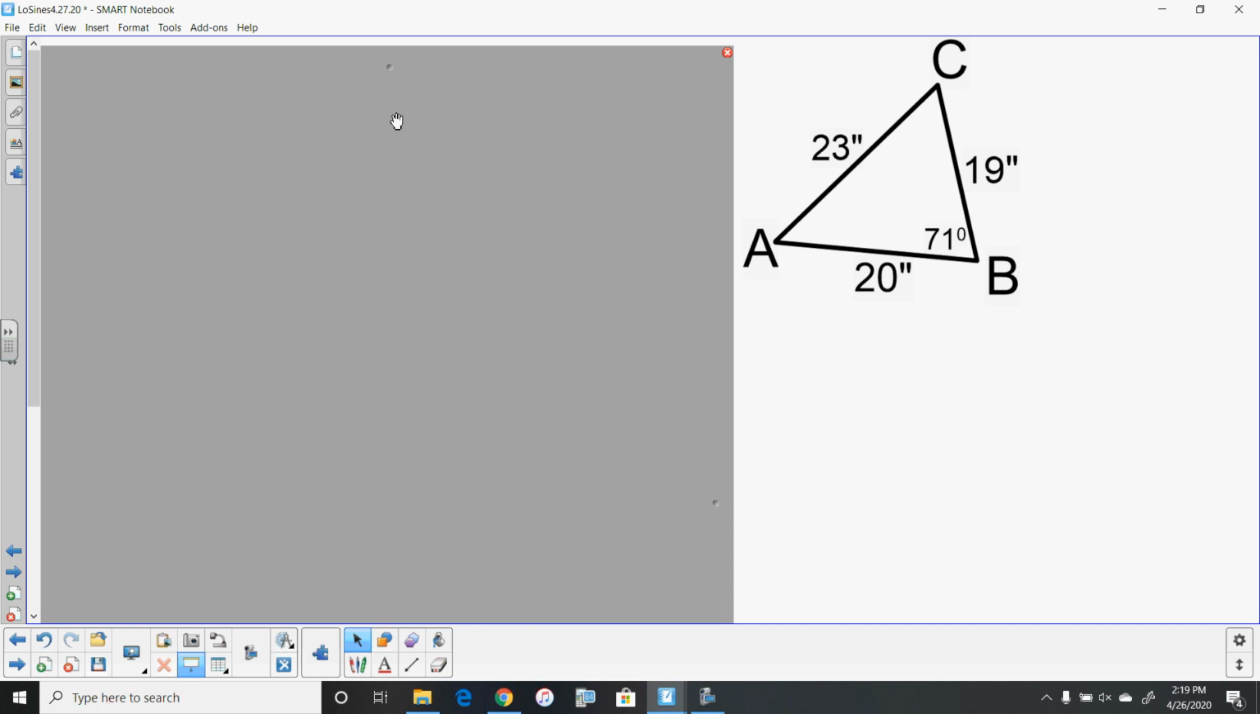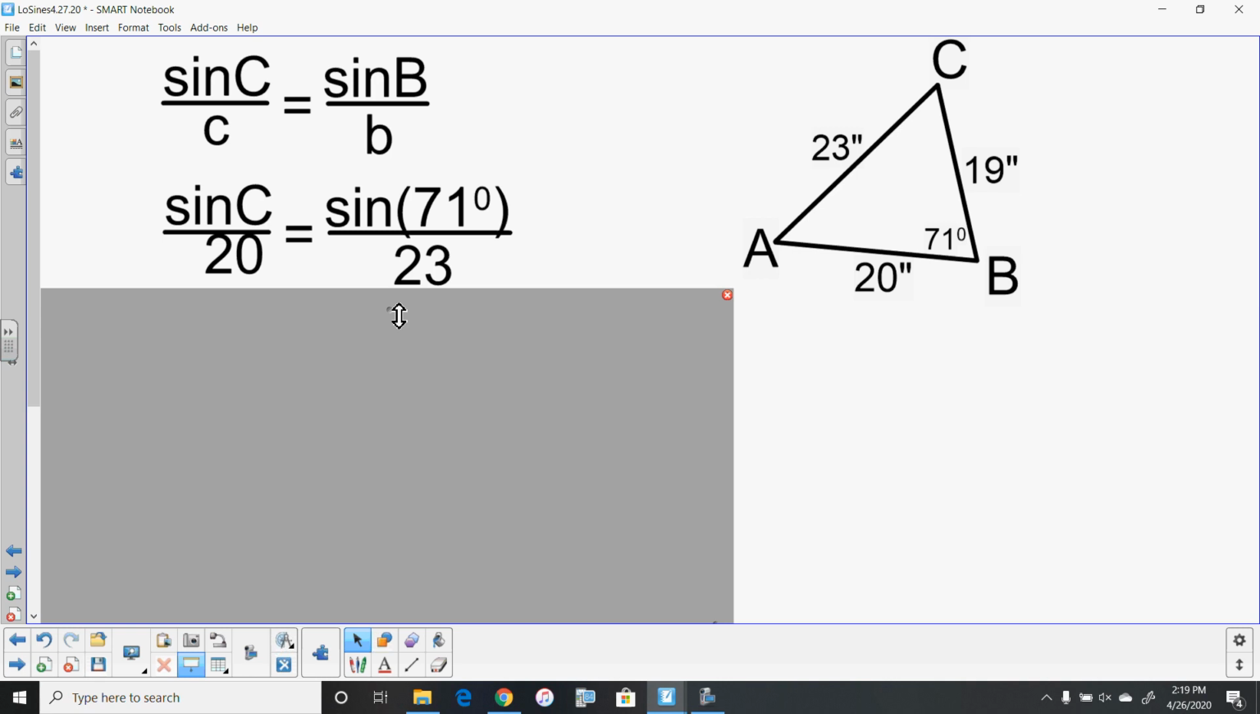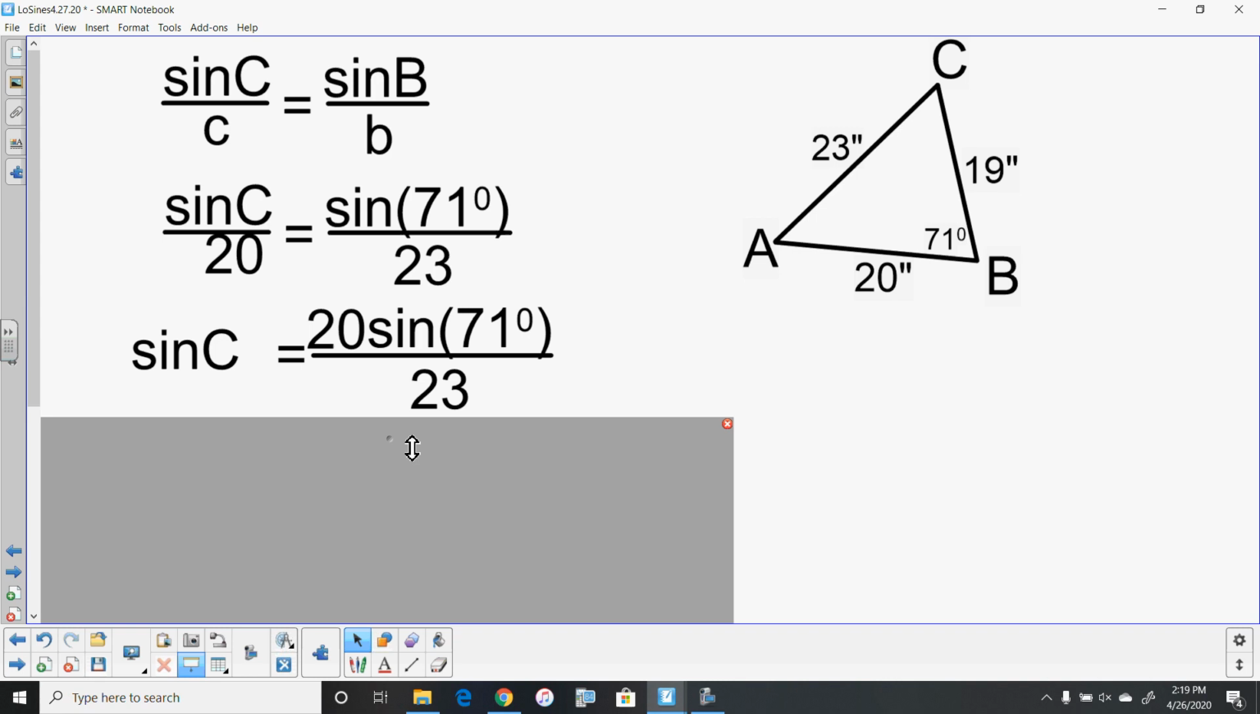Because we're solving for an angle, I'm going to put sine of C over the length of C equals sine of B over the length of side B. And let's plug in what we know. I don't know angle C. I know that side C is 20. I know angle B, and I know the length of B. So plug in all that stuff. And we've got sine of C over 20 equals sine of 71 over 23. Just two simple moves. To get that sine of C by itself, multiply both sides by 20.